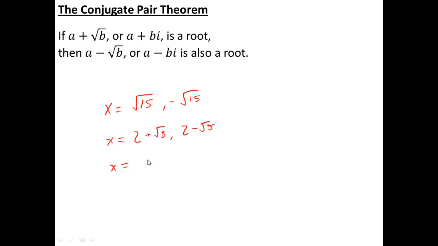And for that matter, if I tell you 2 plus 5i is a solution, I can assume that 2 minus 5i must also be a solution. Because, remember, square roots always come in pairs. I have a positive version, I have a negative version, and please keep in mind that the number i is a square root. It is the square root of negative 1. Therefore, any rules that apply to square roots should also apply to the number i.